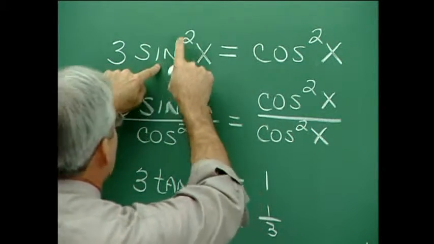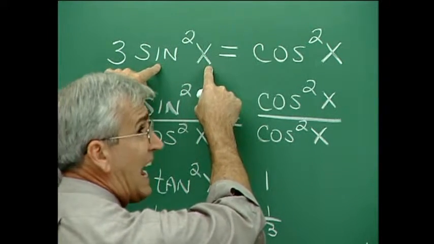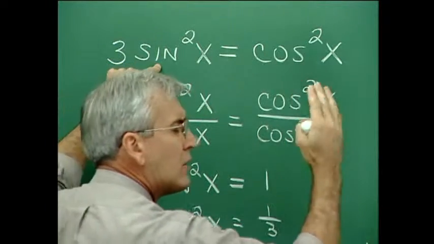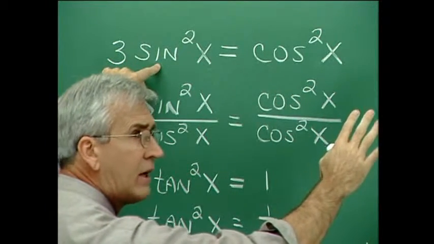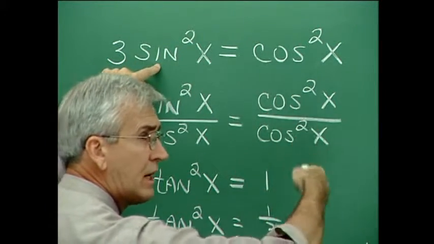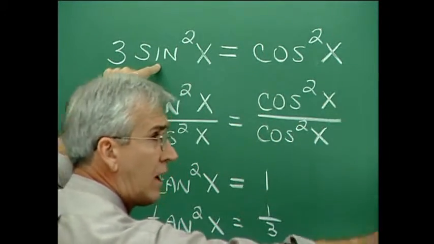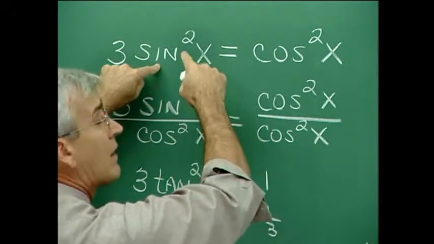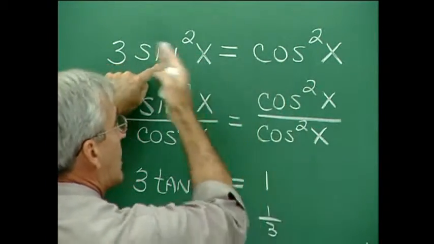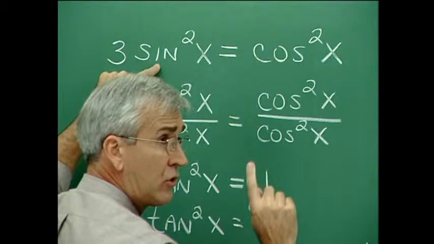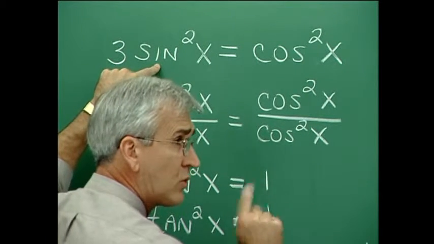We could rewrite sine squared x, for example, as, well, now let's see. The basic Pythagorean identity is sine squared plus cosine squared equals 1. So sine squared is 1 minus cosine squared. So we could replace sine squared with 1 minus cosine squared, and we would have this rewritten in terms of only one ratio. All right, that's one strategy.